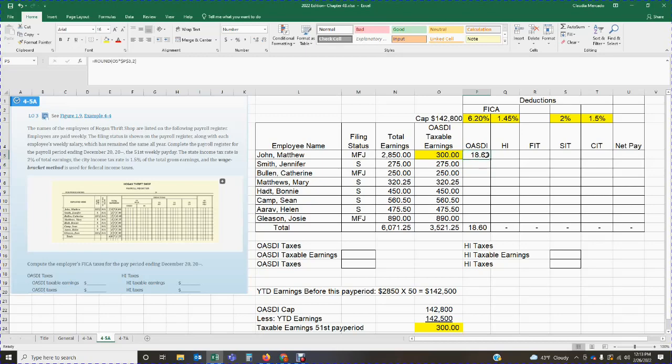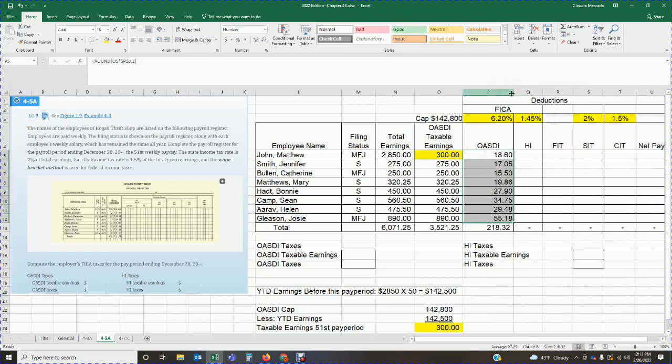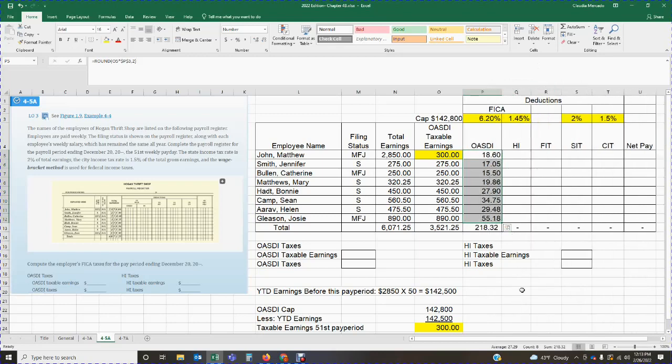I'm going to go into my cell, and I'm going to get this little green box in the corner, and I'm going to drag it down, okay? And that is going to give me my OASDI taxes for all of my employees, okay? All of my employees' taxes are included there, okay? Without me having to get a calculator and do each of them, okay?